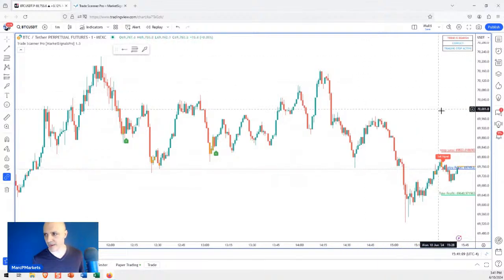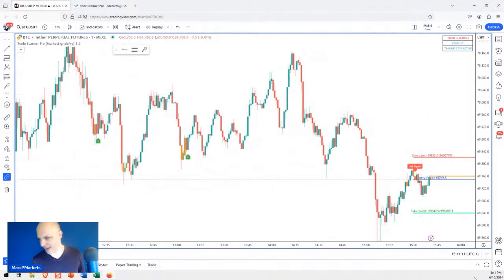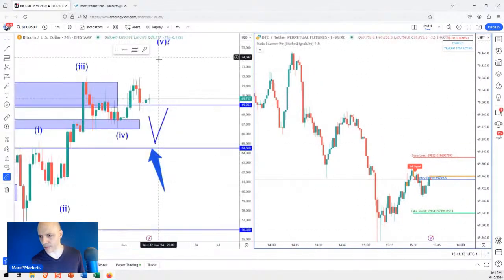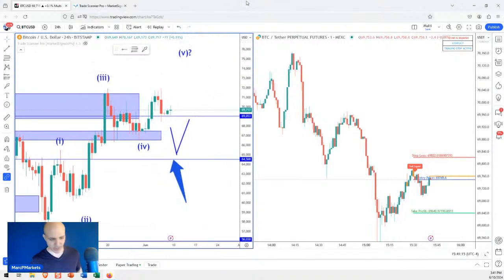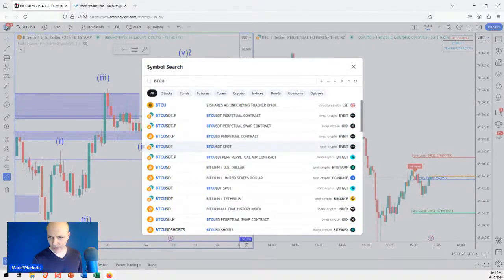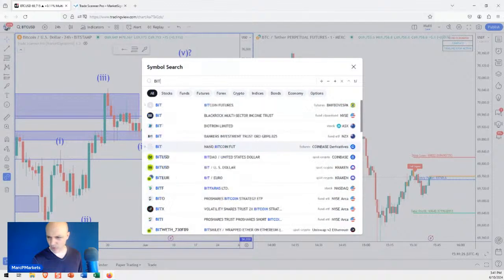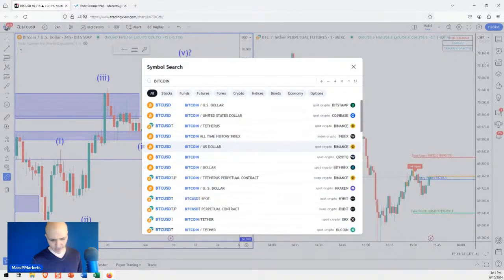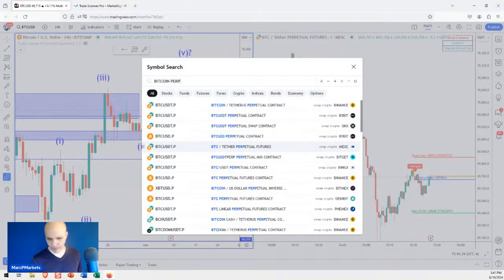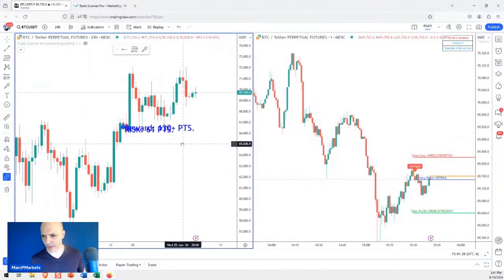So this right here, in fact, I can collapse this so we can look at this. And what I'm going to do is change this chart right here. I'll type in Bitcoin Perp, and that's the perpetual futures. I'm changing the spot chart that I have here to the MEXC, right? So now this is the same chart.